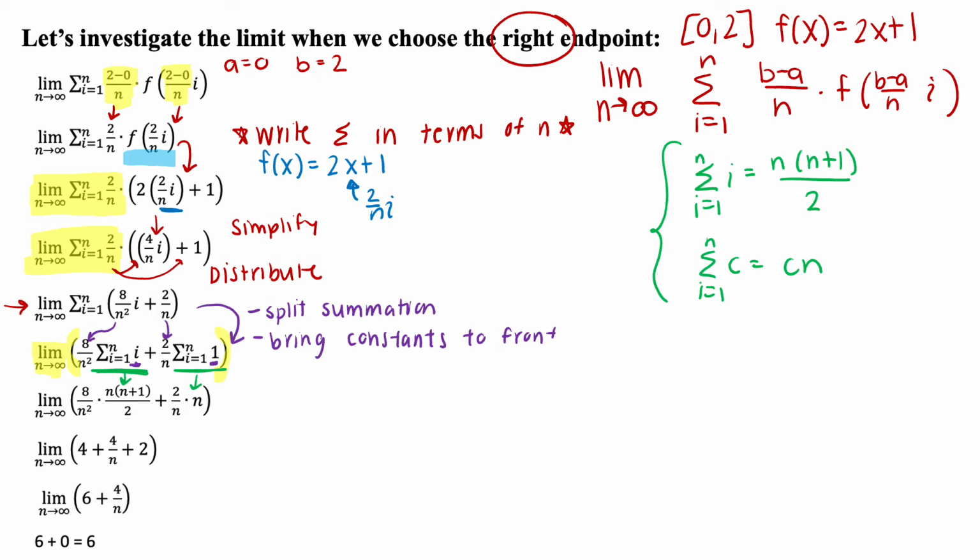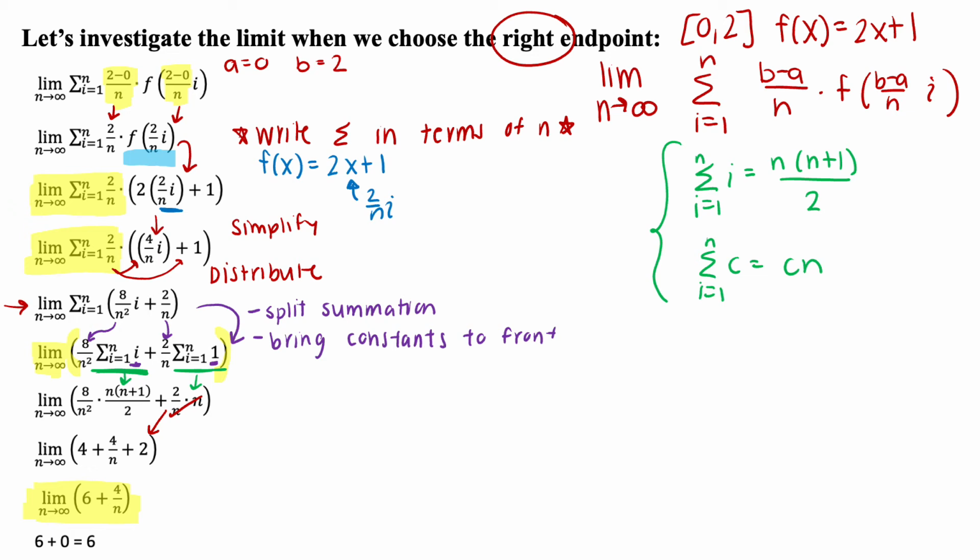From there, you want to go ahead and simplify. So you're going to combine this whole parentheses. You have 8 over n squared times n plus 1 over 2 plus 2 over n times n. Notice your n's cancel, so you're just left with a 2. And your first term turns into 4 plus 4 over n. And then finally, just combine your 4 and your 2. So you are just left to evaluate the limit as n goes to infinity of 6 plus 4 over n.